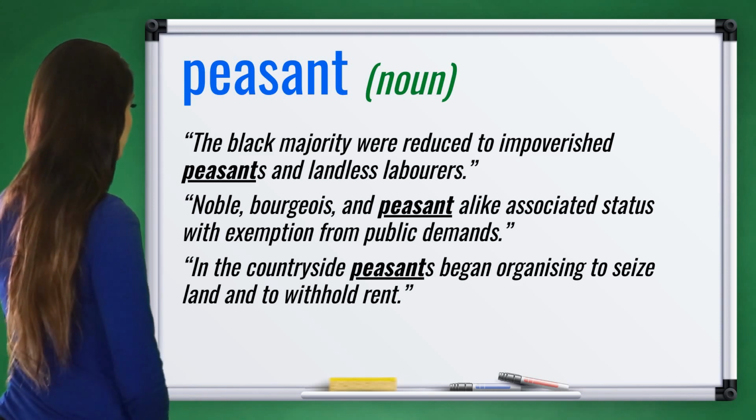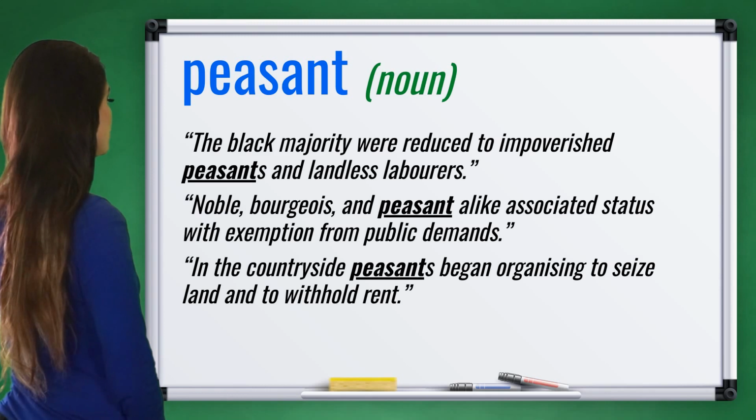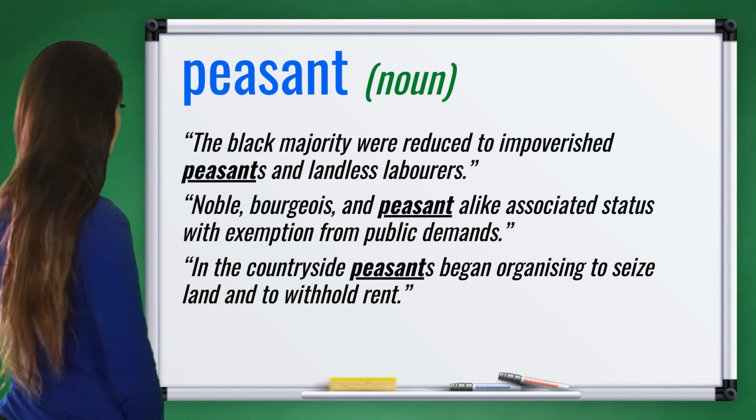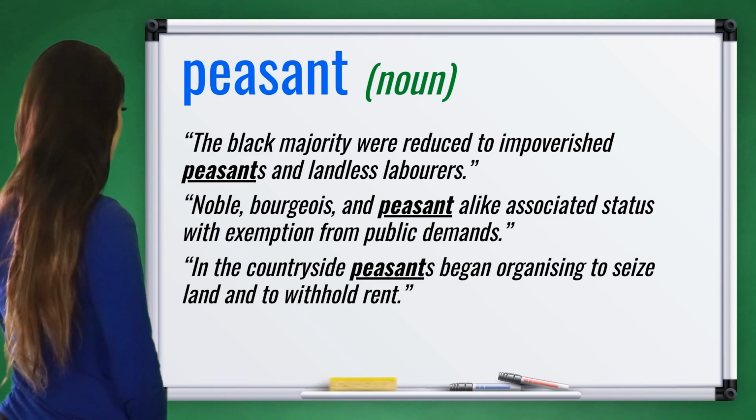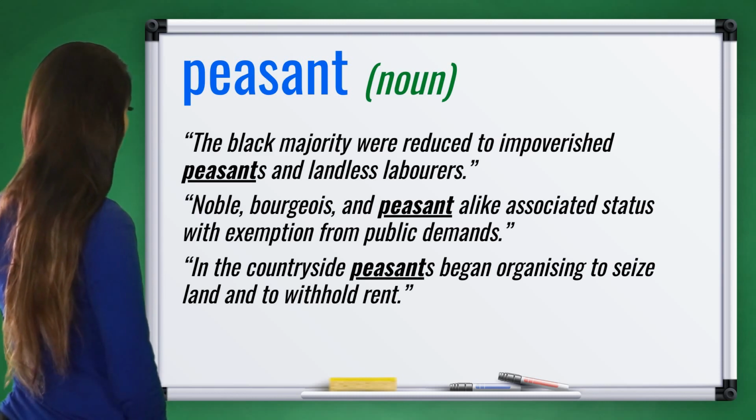Awesome! You learned that quickly. Let's put it in some sentences to understand how to use it. The first example. The black majority were reduced to impoverished peasants and landless laborers. Now, repeat after me. The black majority were reduced to impoverished peasants and landless laborers.